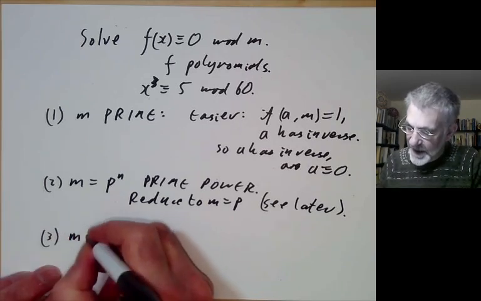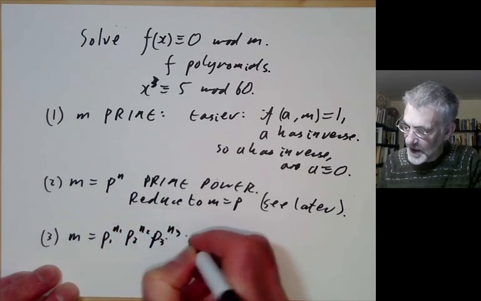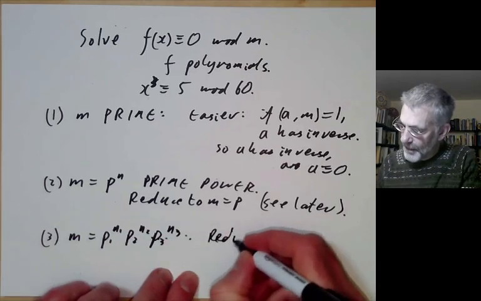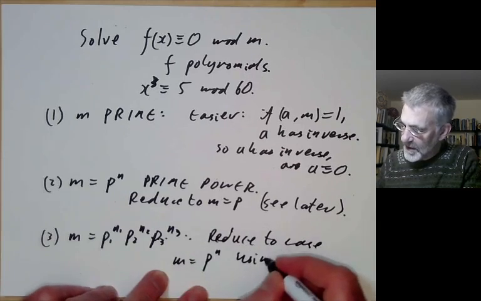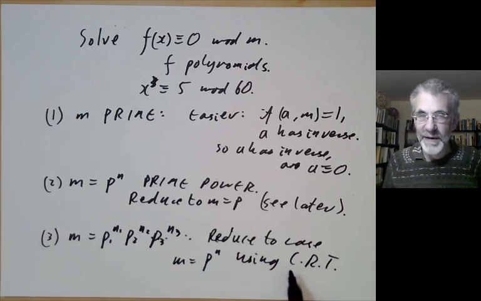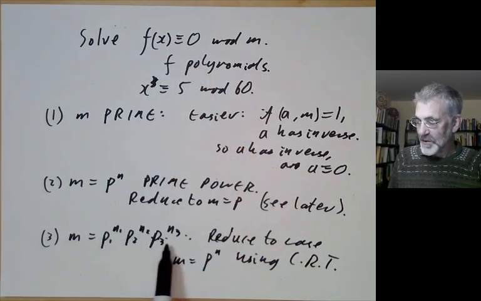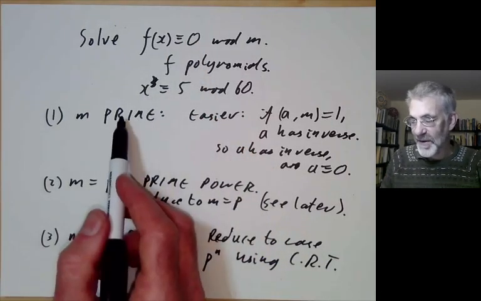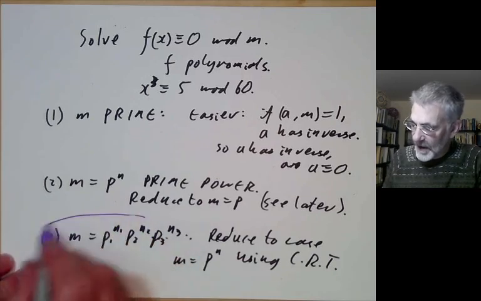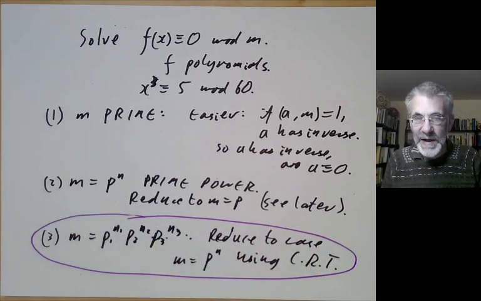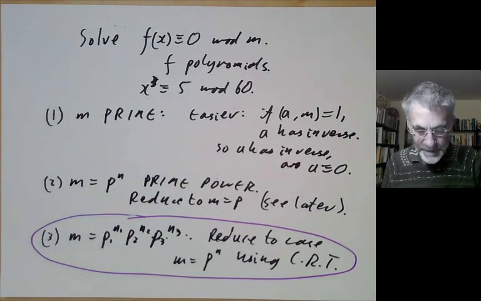The third case is m is arbitrary. Here we can write m is equal to p1 to the n1, p2 to the n2, p3 to the n3. And for this, we're going to reduce to the case m equals p to the n using the Chinese remainder theorem that we're discussing in this lecture. So there are three steps to solving f of x equals 0 mod m. You reduce the general case to prime power, reduce that to prime, and then you solve the case of prime. In this lecture, we're going to be looking at the reduction of case 3 to case 2, and in later lectures we'll be studying these two problems.